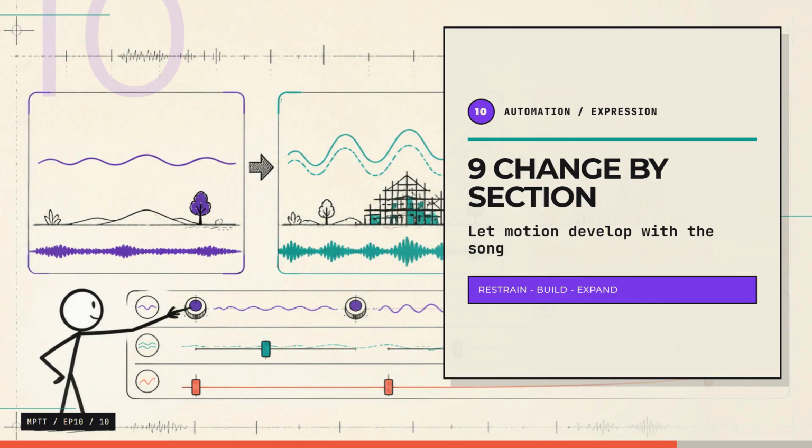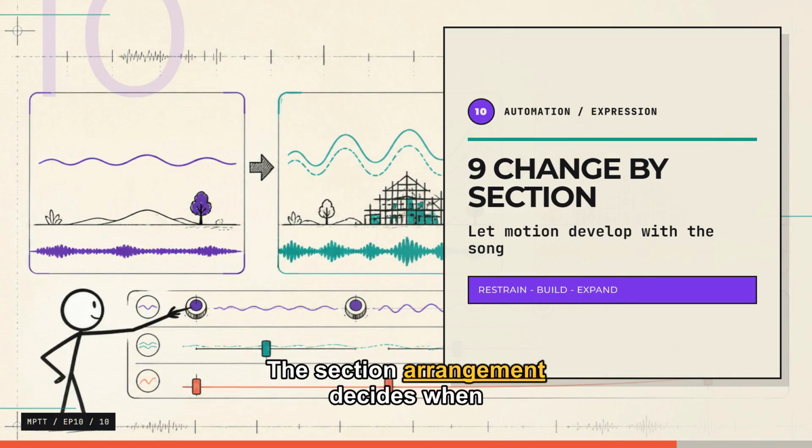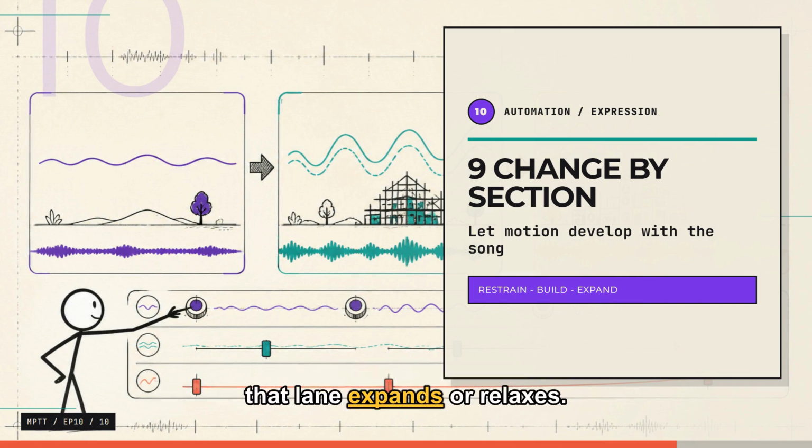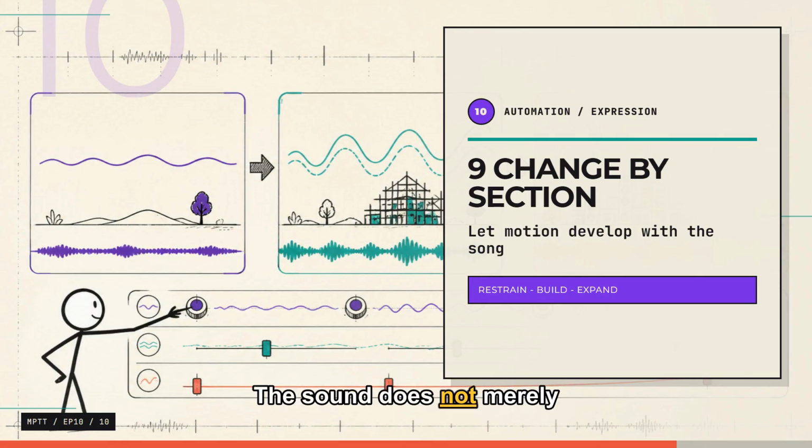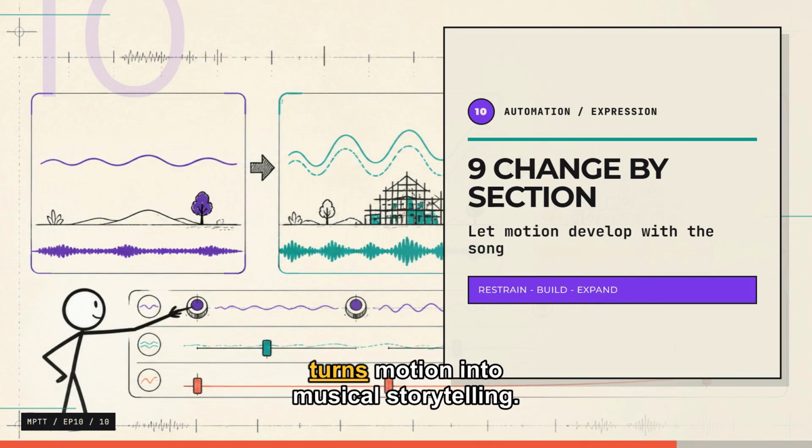Think in nested layers. The LFO creates repeating motion. One automation lane changes its depth. The section arrangement decides when that lane expands or relaxes. This is how a static patch becomes a developing performance. The sound does not merely move. The character of its movement changes as the song changes. Automation gains form, and form is what turns motion into musical storytelling.